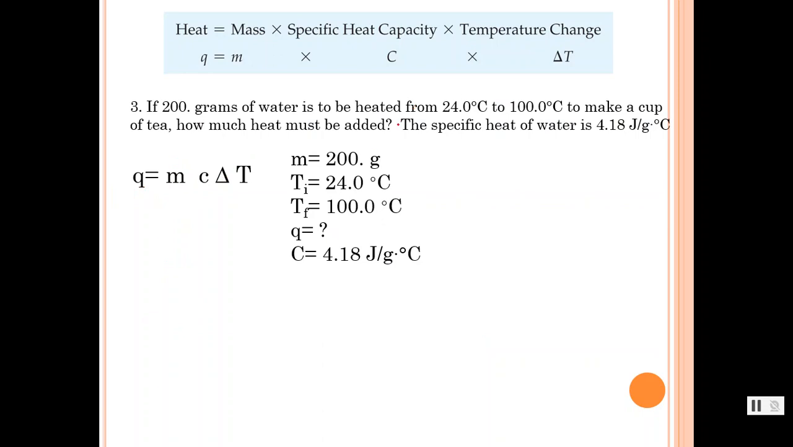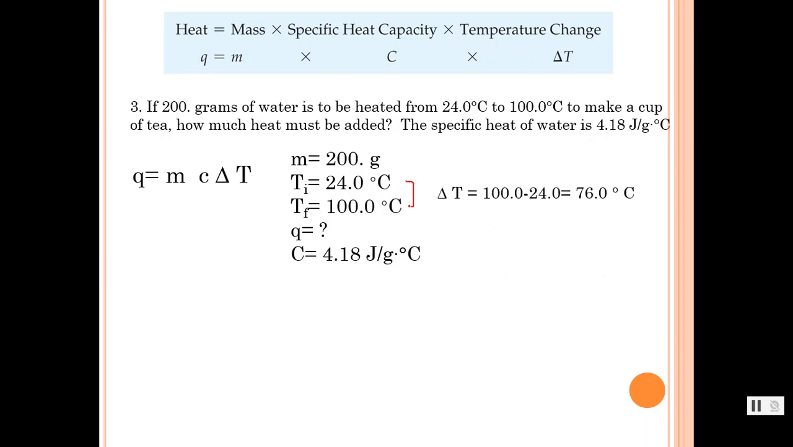So let's go ahead and use the heat equation to solve for heat, actually. So this one's a little bit easier because the heat equation is set up. So we just need to solve for Q. We have a particular mass of water, 200 grams, heated from an initial temperature of 24 to a final temperature of 100. I want to know how much heat must be added. Heat is Q. Give you the specific heat of water.